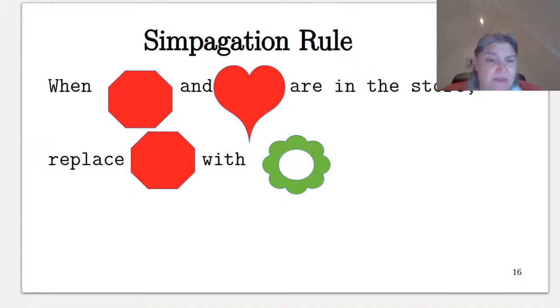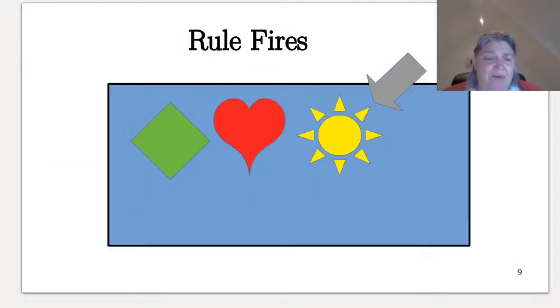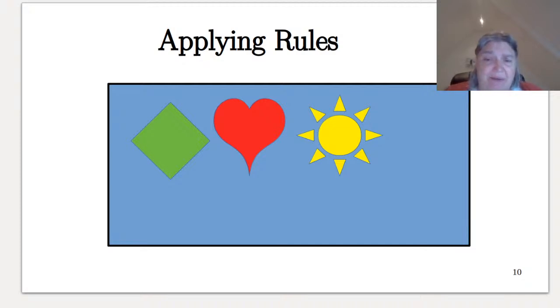So the way it works is that rules will only fire once on exactly the same set of constraints. Otherwise, for example, if you had a propagation rule, consider our first rule. Here, our very first rule, we had a diamond and a heart, and we had a sun. Well, now here's the final state of that one.